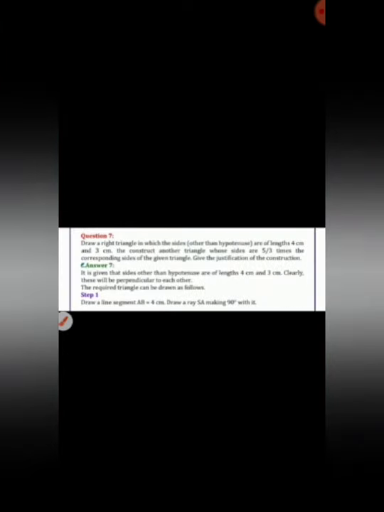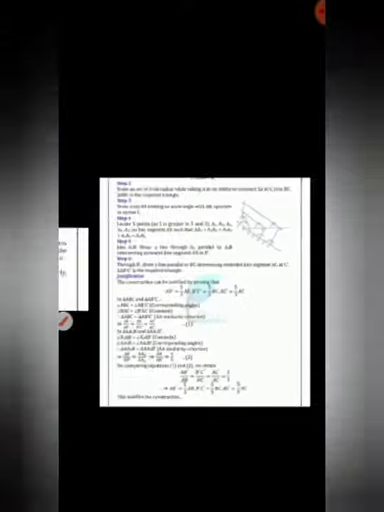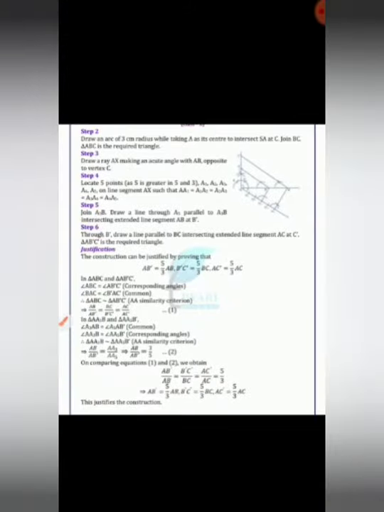This is 90 degree. Okay, now here I've given the notes. Step 1, draw a line segment and then draw a ray making 90 degree with it. Yes, I have done this just now. You can take the screenshot of this, and if you didn't understand, ask me personally. Okay.